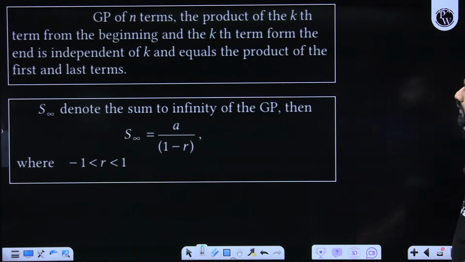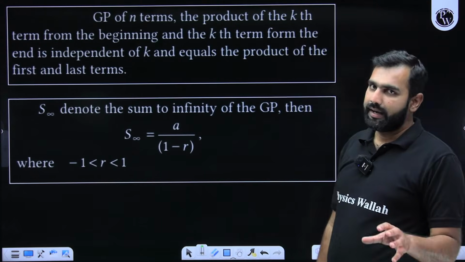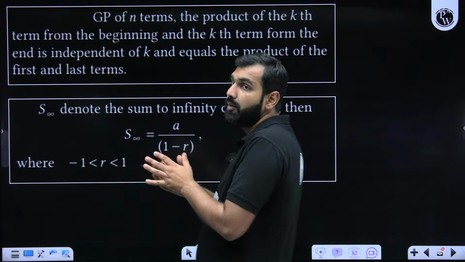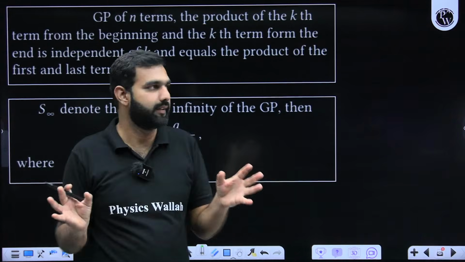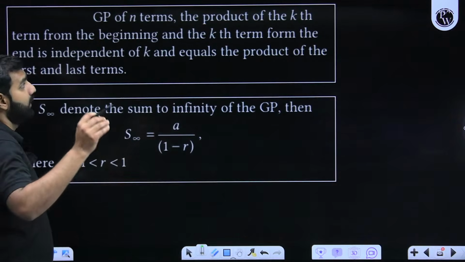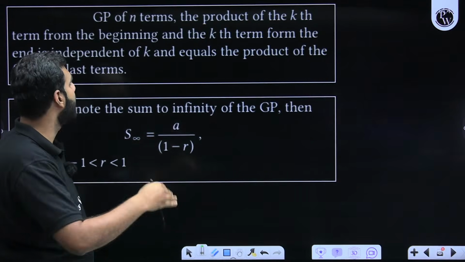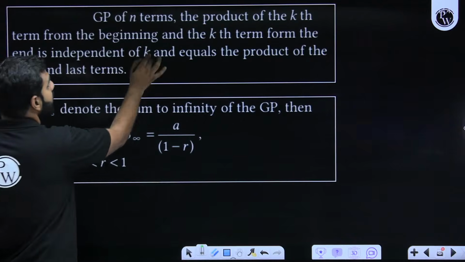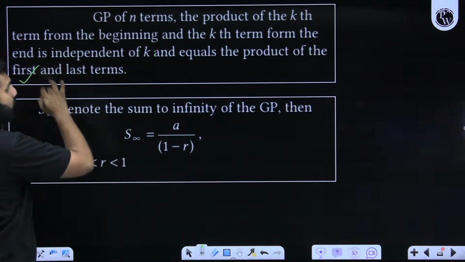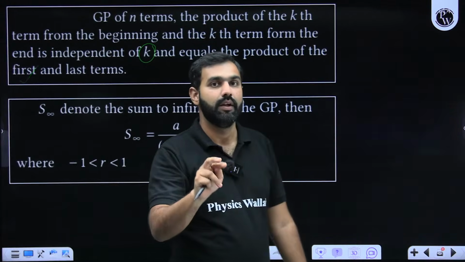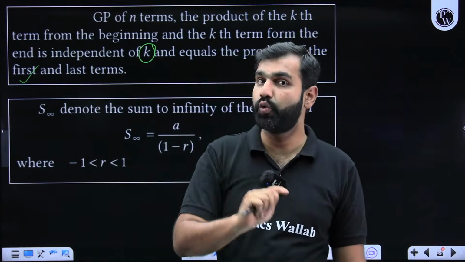Now let's say there are n terms in a GP, and I'm taking the product of those n terms. Then always remember, the product of the kth term from the beginning and the kth term from the end is independent of k, and it is always equal to the product of the first and last term. The same in terms of addition is true for an AP.